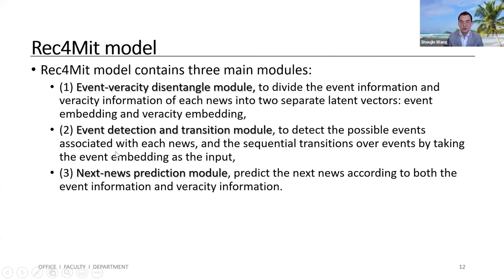And then the second module is the event detection and transition module, to detect the possible events associated with each news, and then model the sequential transitions over events by taking the event embedding as the input. And the third module is the prediction module, where we try to predict the next news according to both the event information and the veracity information.